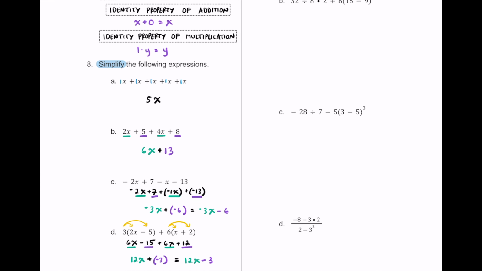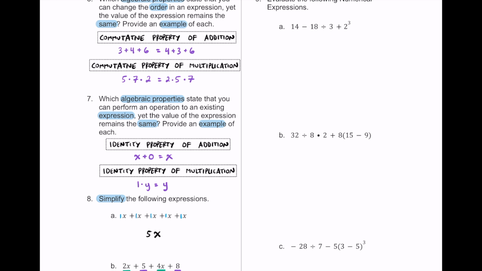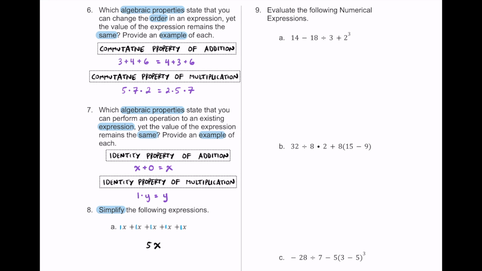All right, let's move on to this next problem we have in number 9. So we're going to go ahead and evaluate, which means solve, but we're going to be just dealing with numerical expressions. So no variables or anything, and just doing the order of operations. So for A, we have 14 minus 18 divided by 3 plus 2 to the third power. The exponent or the power is going to go first here. So we have 2 to the third power. That's 2 times 2 times 2, which is 8. So we have 14 minus 18 divided by 3 plus 8.